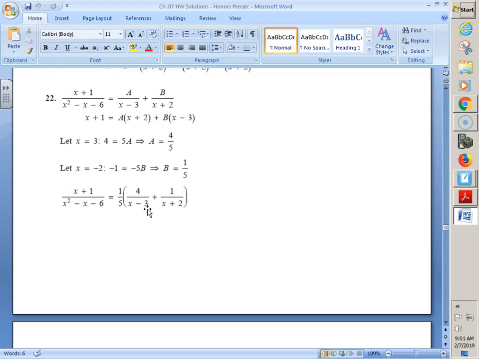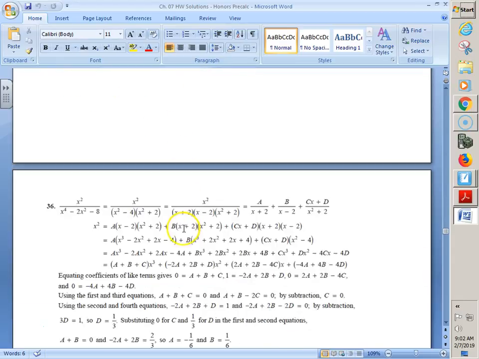Okay. Anyway, so even if you didn't write it in this way, you could still be right. If you wrote 4/5 and 1/5, you're right. If you put 4 over 5 x minus 3 and 1 over 5 times x plus 2, you're right. Just make sure you can make it match.